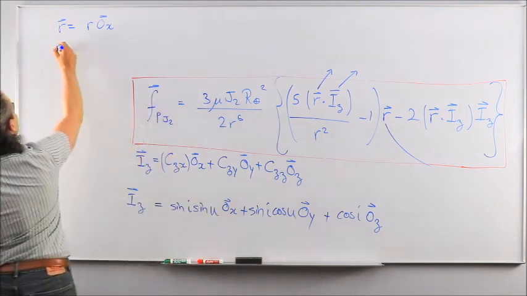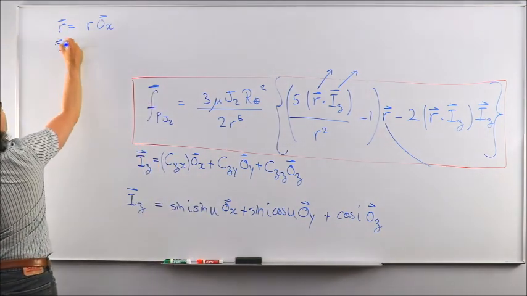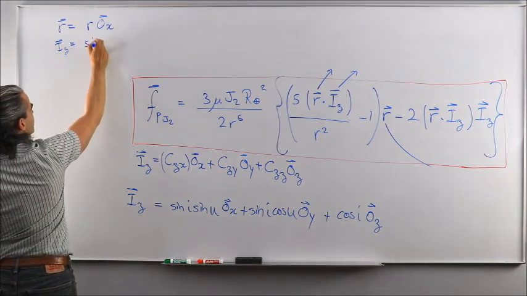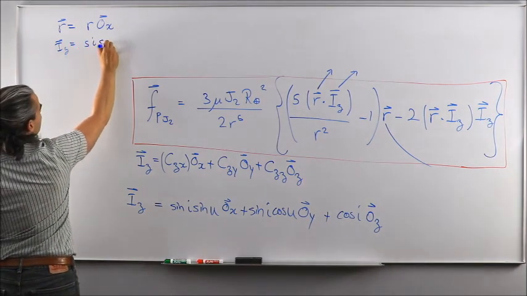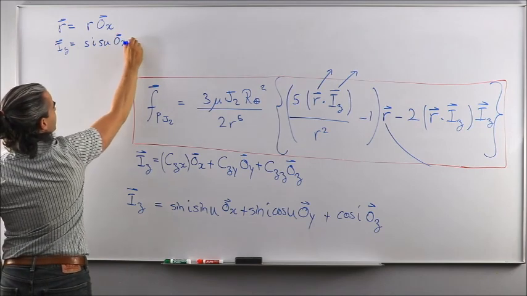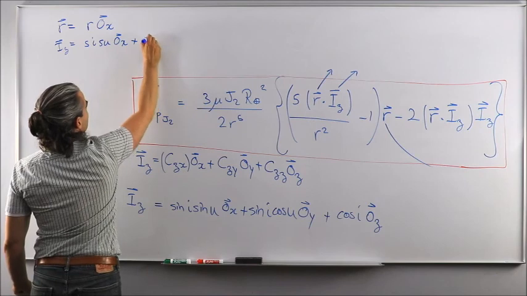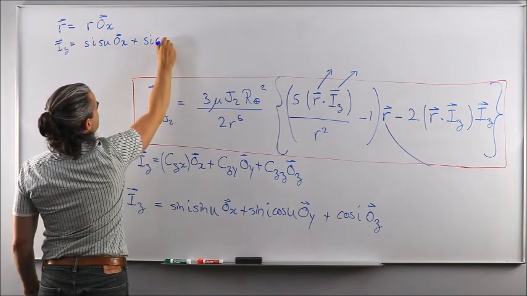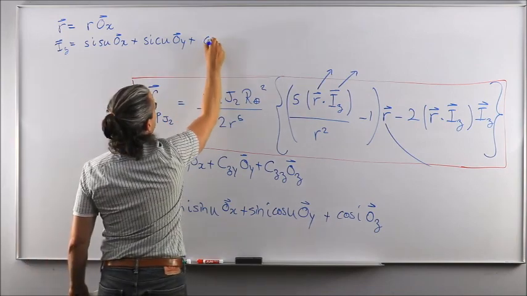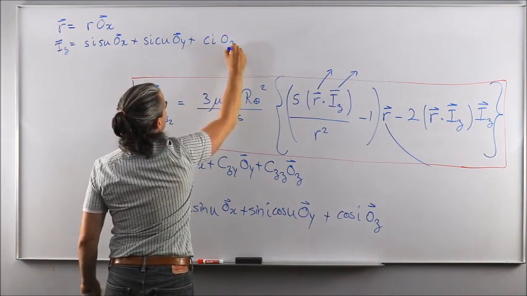Let me just use S and C for sine and cos, respectively. So IZ equals sine I, sine U, OX, plus sine I, cos U, OY, plus cos I, OZ.